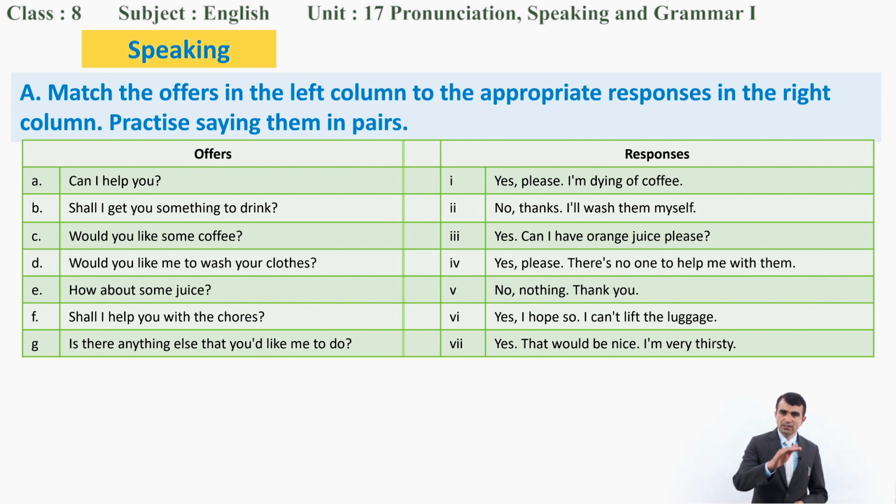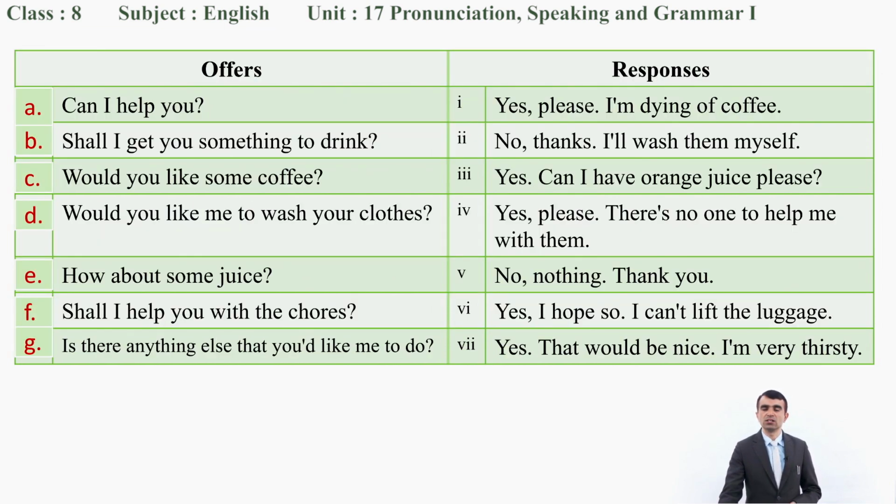They are not directly one to one. They are in random order. Responses are not in accordance with the offers. So you should first match them. Now, can I help you? What may be the response to it? That is an offer. And what can be the response to this offer? Find from here.